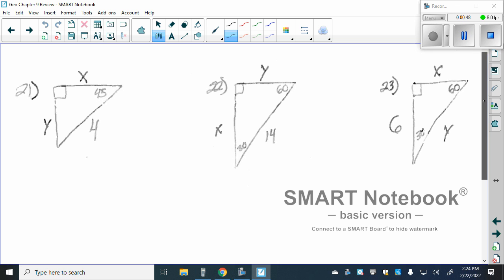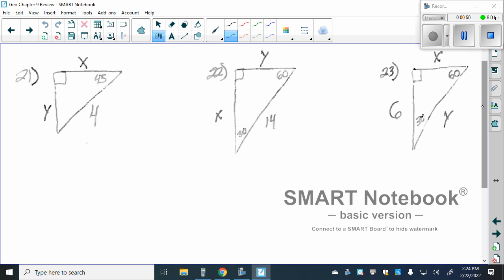So we finished, I believe, on 21. We finished it up, but we can look at it again.